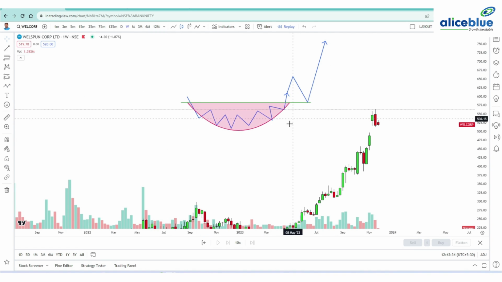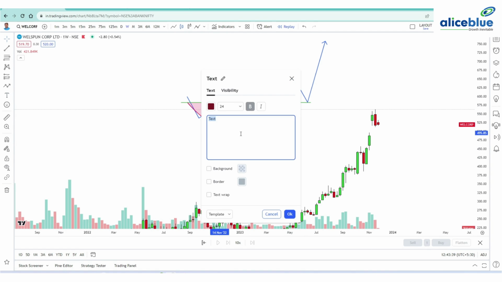From this area, it's completely a consolidation phase. In this area, it's completely a consolidation, or we call it accumulation.